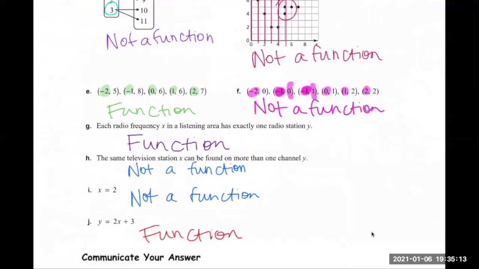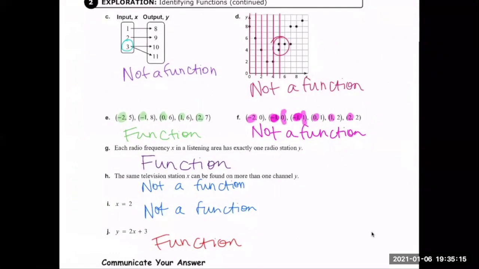The biggest ones I would definitely say to know, and the ones that are going to be the easiest to help determine, is going to be when we're doing the line test, when we're looking at the values, or looking at an input and output table. Those are really only three types, those are going to be the ones that are so easy to tell if something is a function or not.